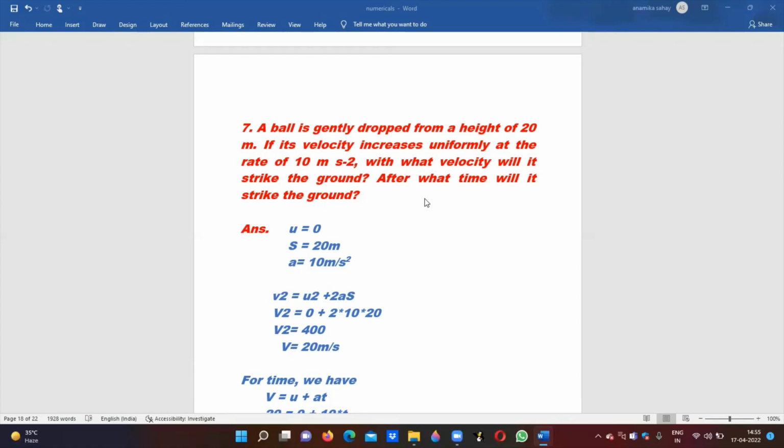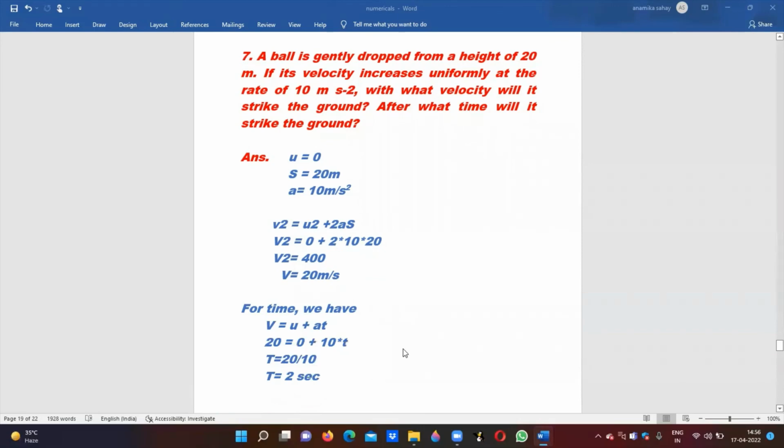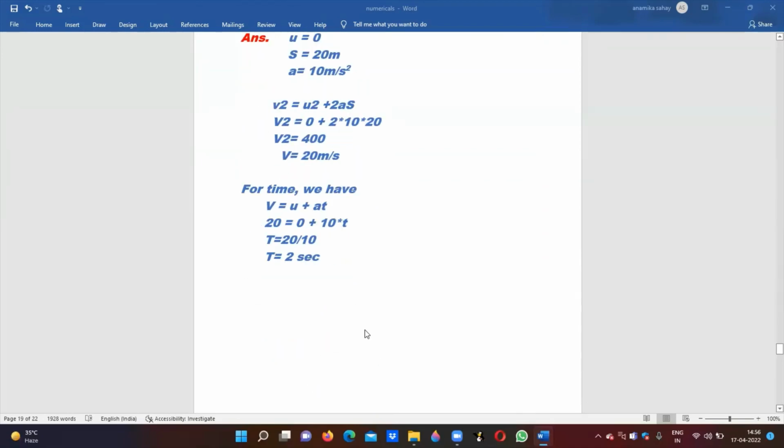We have to calculate first the final velocity. u is equal to 0, distance is given, acceleration is given. By using the formula v square is equal to u square plus 2as, we can calculate the final velocity. Then we have to calculate the time by using the formula v is equal to u plus at. By putting the values, we can calculate the time.